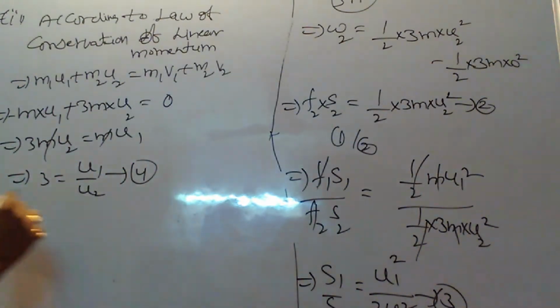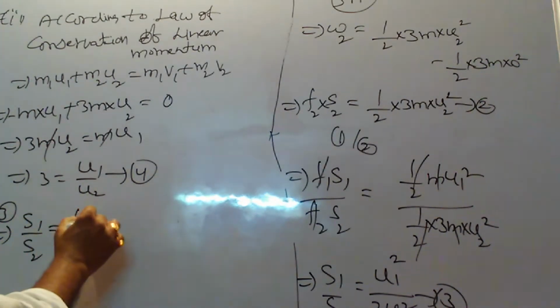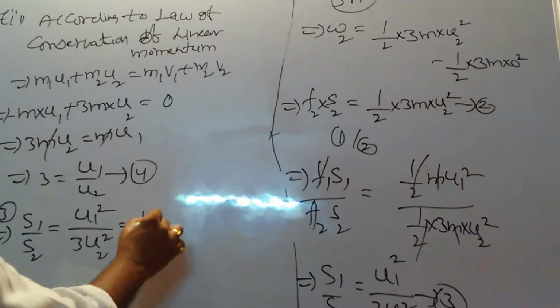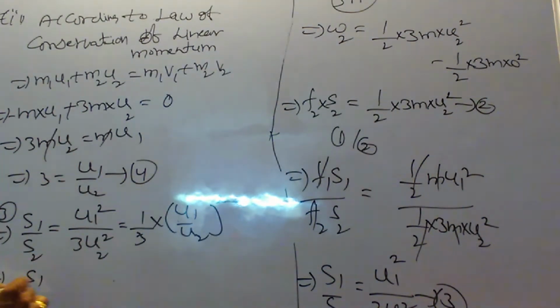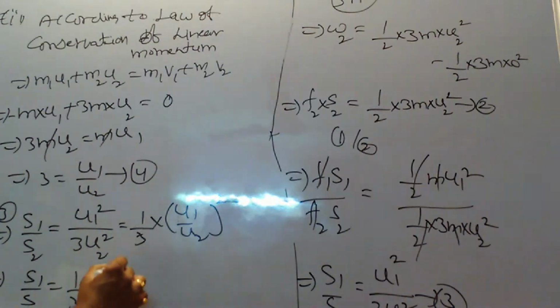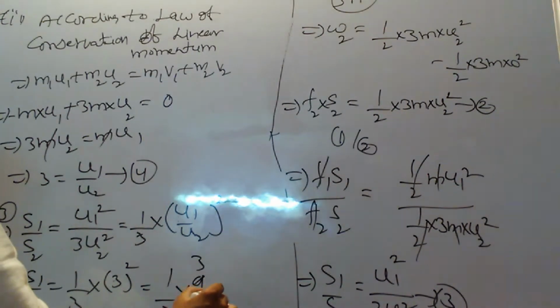Now I want the third equation. S1 by S2 equals u1 square by 3u2 square. I write this as 1 by 3 into u1 by u2 whole square. With u1 by u2 equal to 3, I get 1 by 3 into 3 square, which is 1 by 3 into 9. We get 3 by 1. So S1 is to S2 equals 3 is to 1.